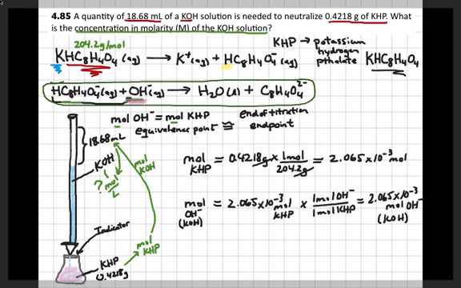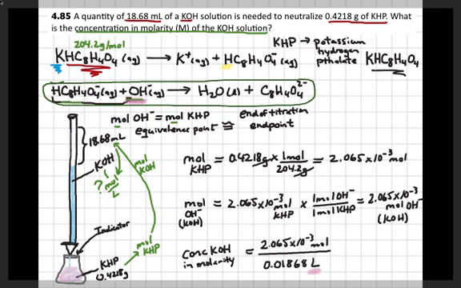Now we can get the concentration of the KOH in molarity, moles per liter, by taking the 2.065 times 10 to the minus 3 moles, dividing by the volume, and it's important to remember we're dividing by volume in liters. The volume was given to us in milliliters. We'll convert that to liters, so it's 0.01868 liters, and that ends up being 0.1106 moles per liter, so 0.1106 molarity potassium hydroxide solution.